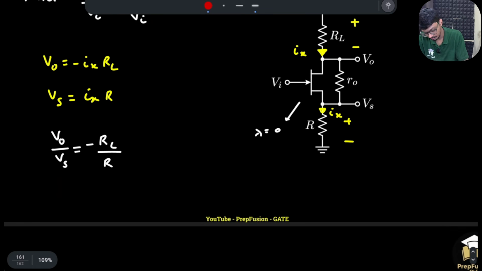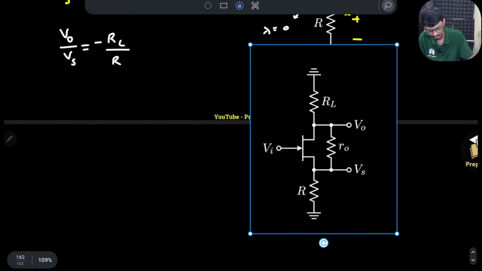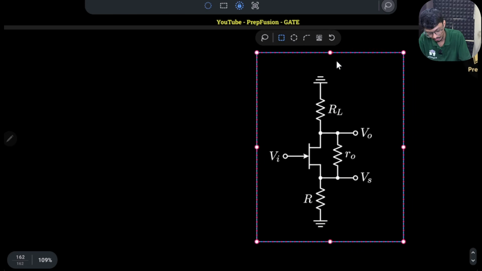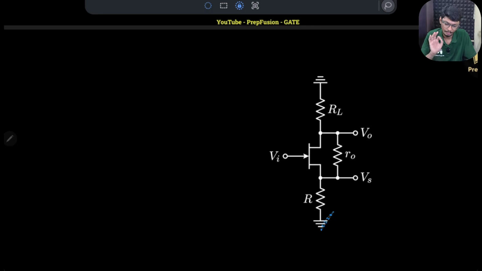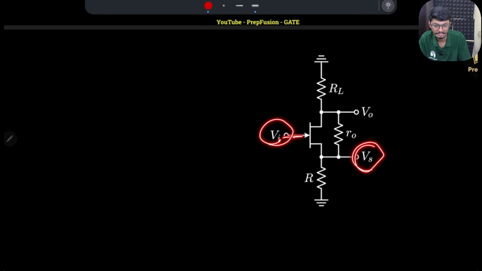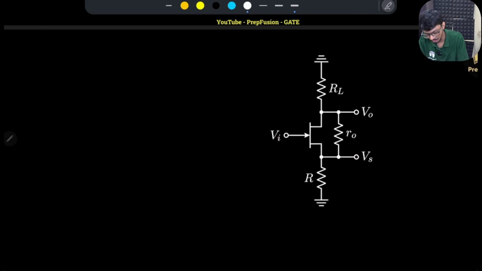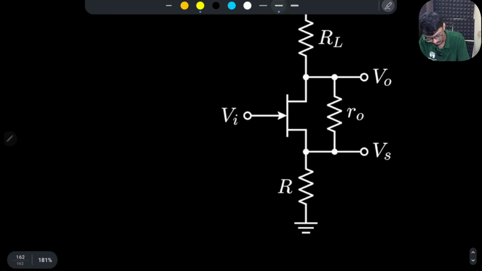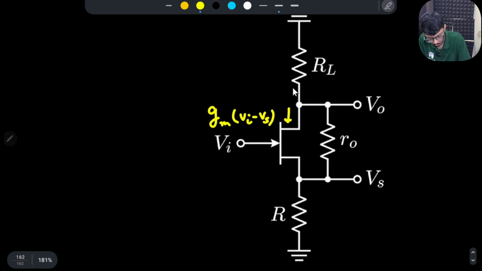So let's assume that, right? Look, you can assume some feedback factor and solve using that, but I will not use a feedback factor. I will use basic KCL and the basic concept of MOSFETs. So if I know the gate terminal has a potential of Vi and the source terminal has a potential of Vs, what is the current that will flow through the MOSFET? The small signal current that will flow through my MOSFET is Gm into Vi minus Vs. And through here we have already assumed a current Ix is coming in.